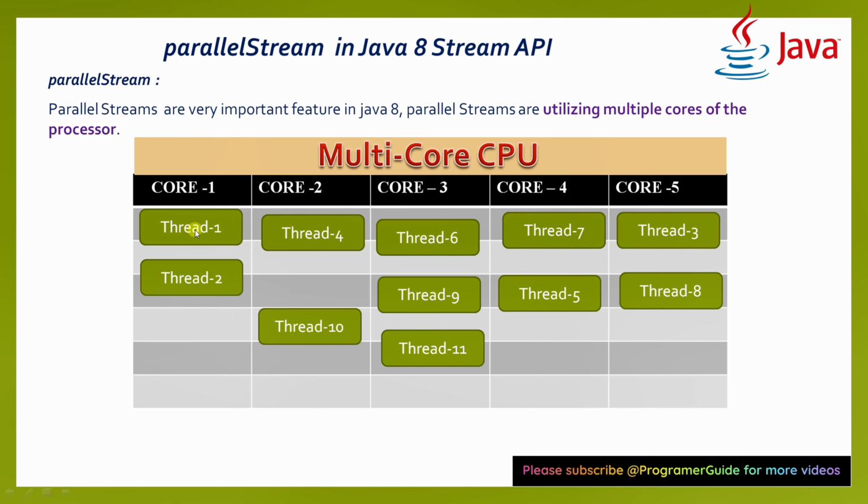That means the data is going to be divided into separate streams, and each is executed as a separate thread. Like thread 1 is working in core 1, and thread 3 is working in core 5, or thread 11 is working in core 3. Likewise, there is no guarantee of the order of execution, and no guarantee of the order of the end results or final results either. Let's see how the other important features work.